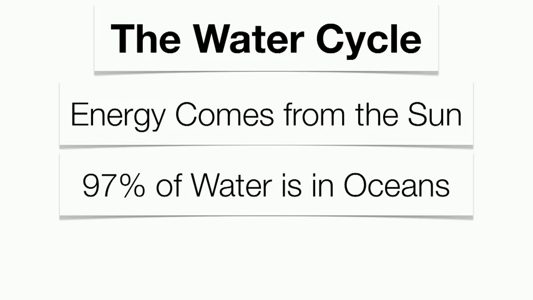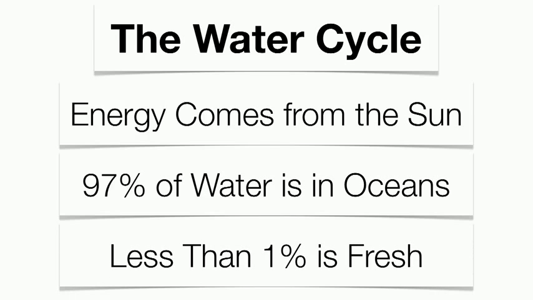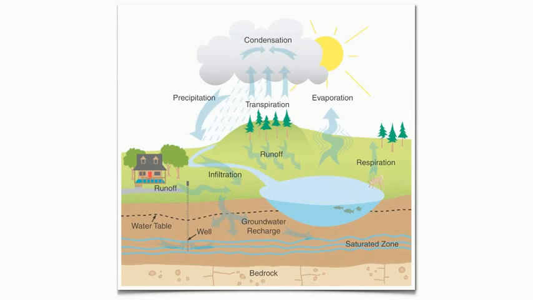The sun is going to heat up the majority of the water on the planet, which we can find in our oceans, which is going to kick off a process called evaporation. Now, believe it or not, out of all the water that's on the planet, we can actually use less than 1% of it here on the planet for human consumption. So let's jump into the water cycle and see all the different processes that go into it.